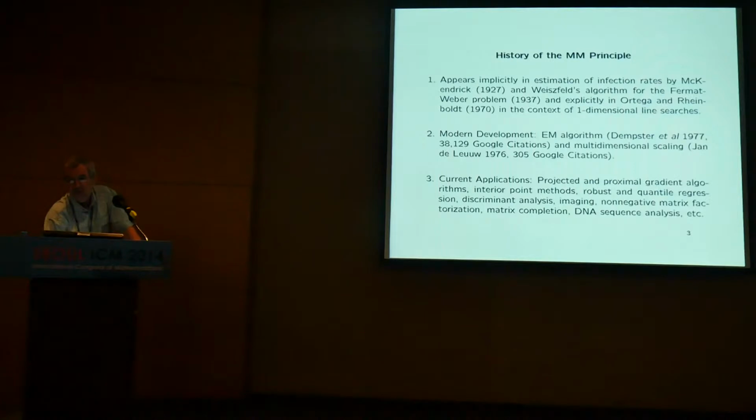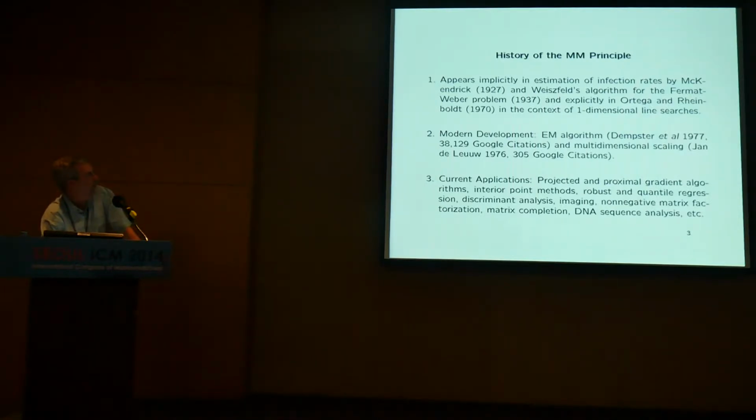The Dempster, Laird, and Rubin paper may be at this point the most cited paper in statistics. It has nearly 40,000 Google citations. There was a companion paper which was largely overlooked that actually dealt with the more general principle, and it currently has 305 Google citations. But one algorithm is a subclass of the other. It says something about the writing ability or presentation of the material.